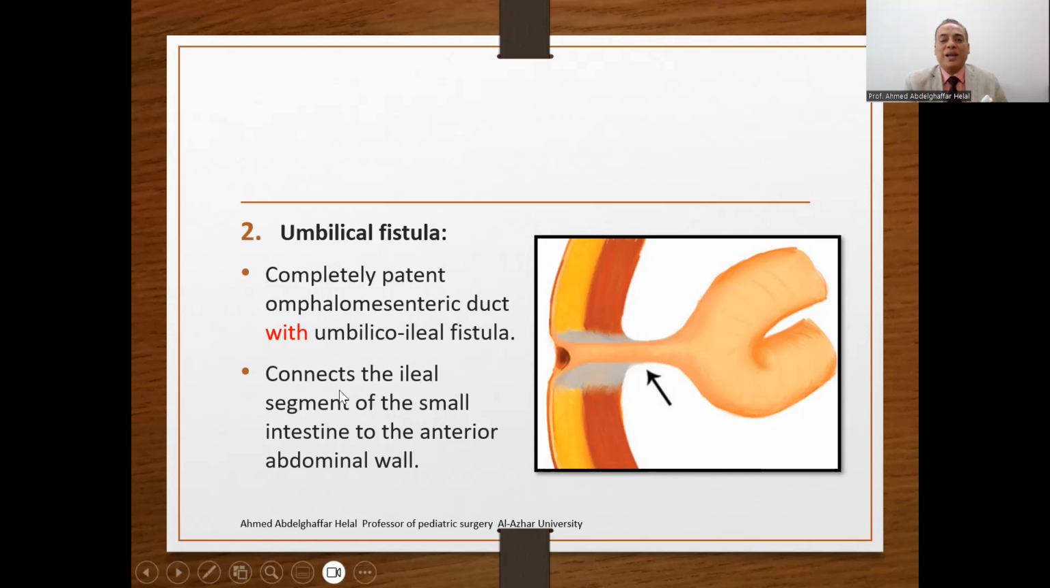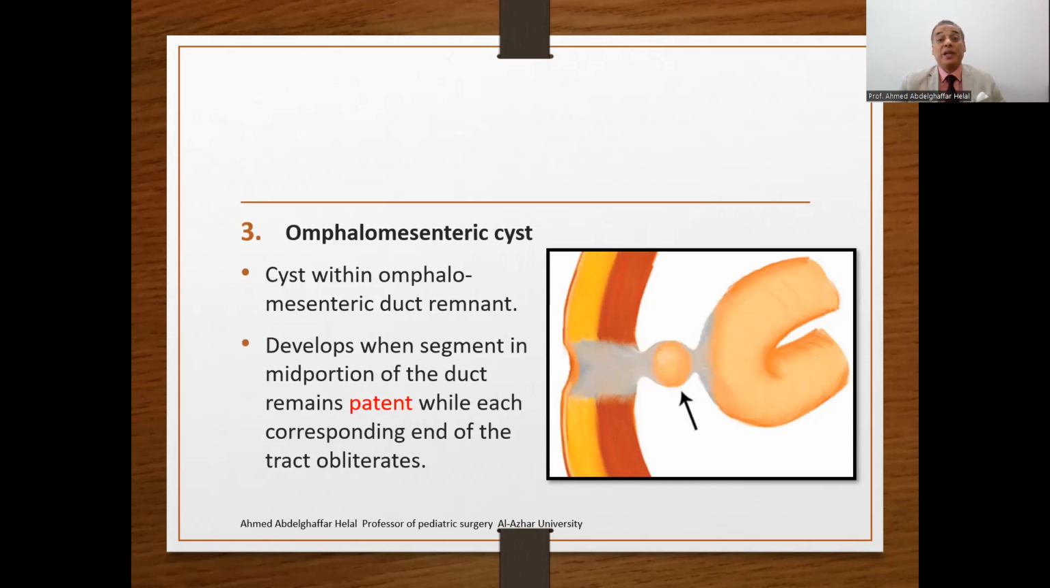Here, the umbilical fistula connected the ileal segment of the small intestine to the anterior abdominal wall, as is obvious in the image. Number three, what's called omphalomesenteric cyst. There is obliteration of the intestinal end and obliteration of the umbilical end with a cyst inside. The segment in the mid portion of the duct remains patent.